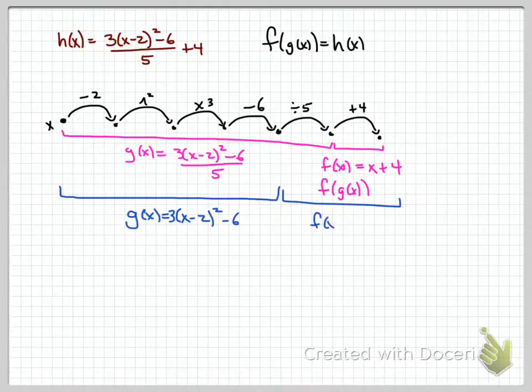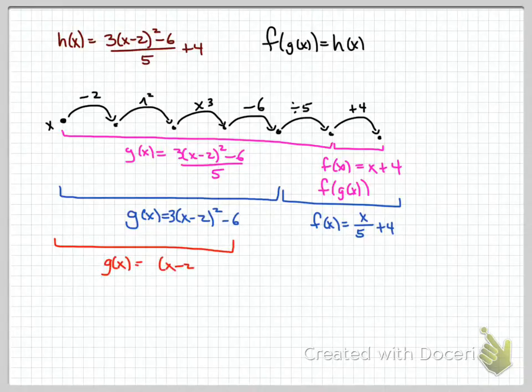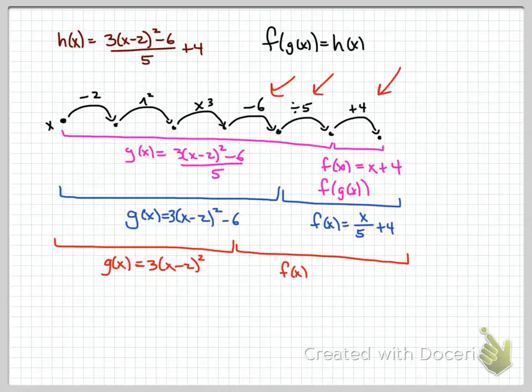And so our function f of x in this case was take your input, divide by 5, and then add 4. And the third example that I gave was, well, our first function did the first 3 operations. Our original function was g of x equals (x minus 2) quantity squared, 3 times that. And so our second function, f of x, had to pick up where g left off and do the remaining operations. G took care of the subtracting by 2, the squaring, and the multiplying by 3. And so f of x had to take care of the subtracting 6, dividing by 5, and adding 4. So f of x says, take your input, subtract 6 from it, divide by 5, and add 4.